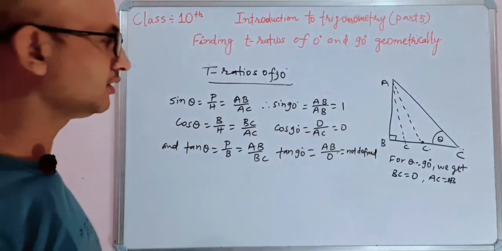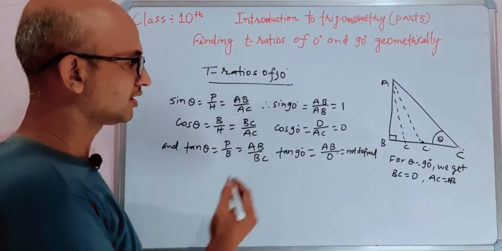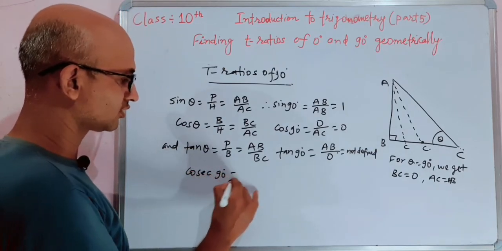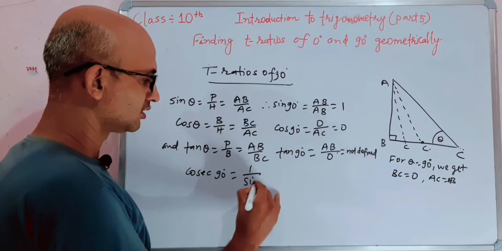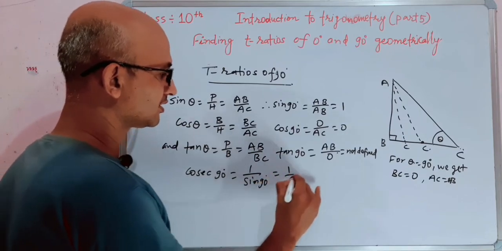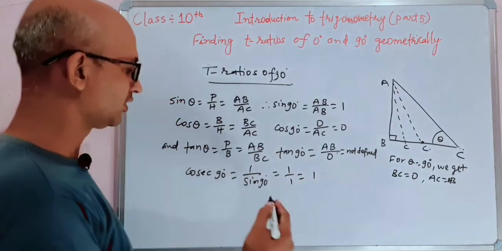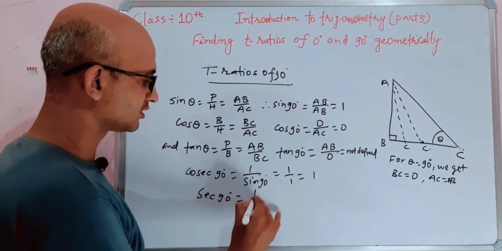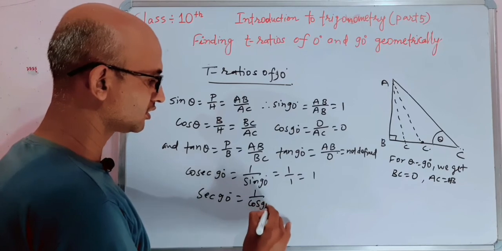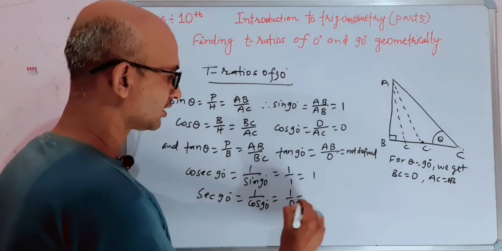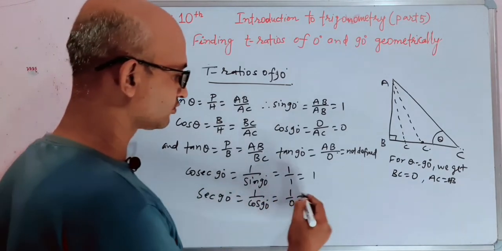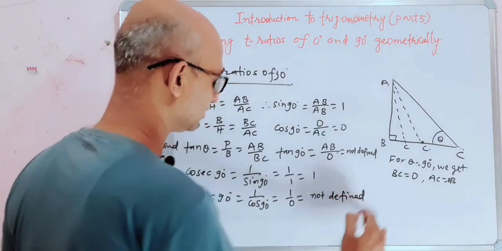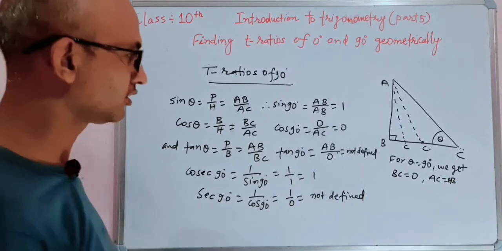Now we can find cosec, sec and cot by their reciprocals. Cosec 90 is the reciprocal of sine 90, that is the reciprocal of 1. So we get cosec 90 equals 1. Sec 90 is the reciprocal of cos 90, and the reciprocal of cos 90 is 1 by 0, that is not defined. So we find sec 90 not defined.